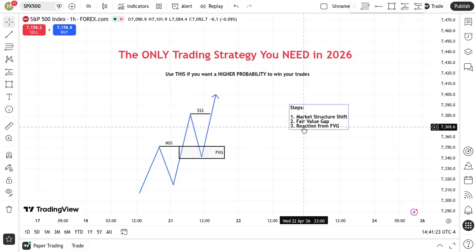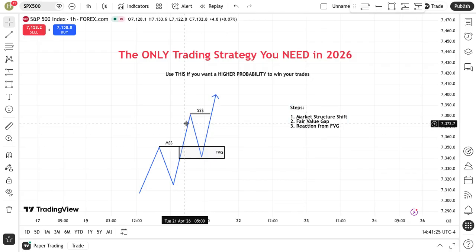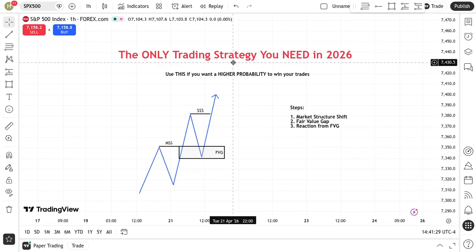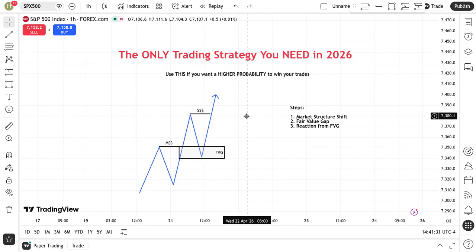The third step is a reaction from the fair value gap. So when price retraces into the fair value gap, you're looking for a reaction to go long, or if you're on the bearish side, you're looking for a reaction to go short. That's all it is. It's a three-step process. This is the only trading strategy you need.